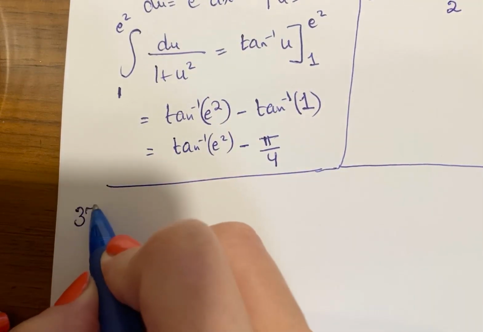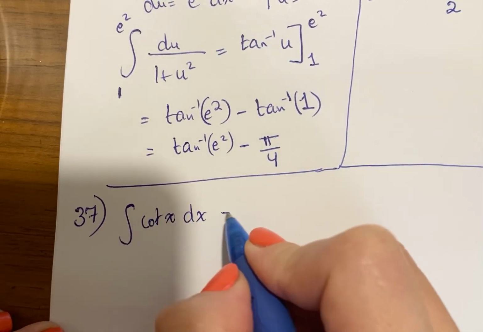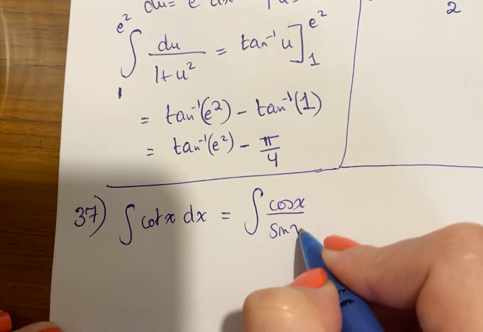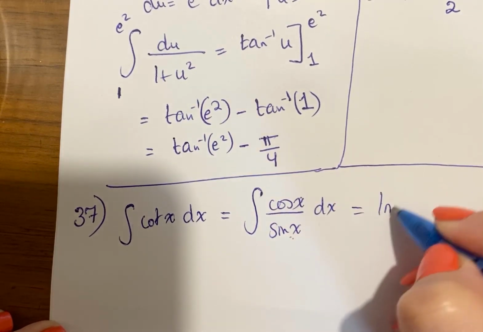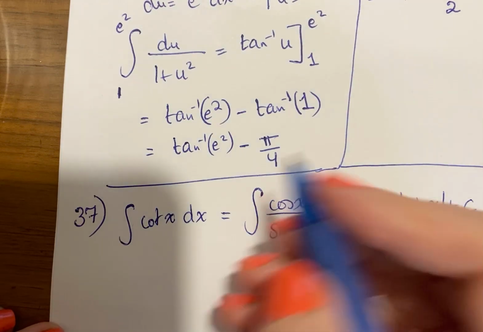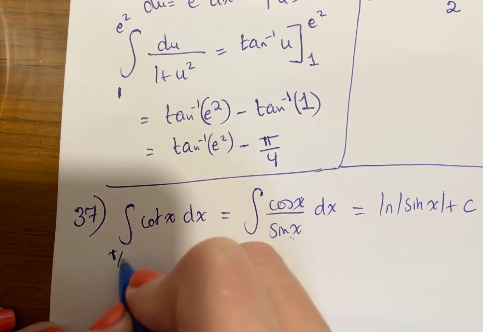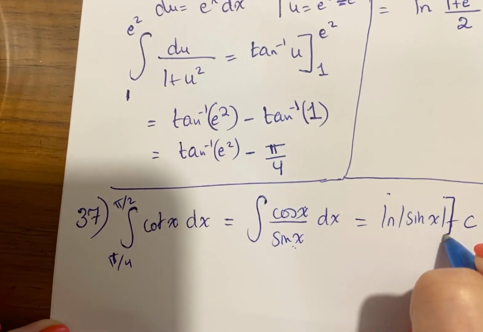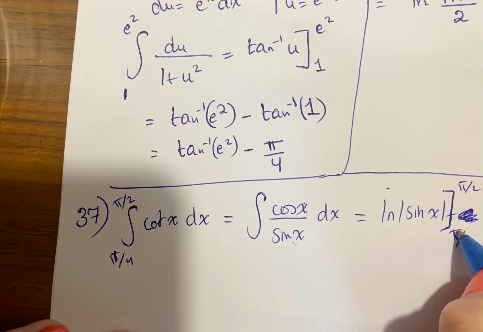Look at number 37. I'm not going to do the whole thing. I'm just going to state that cotan x, just like tan x, is written as cosine over sine. Cosine is the derivative of sine, so this is f prime over f, so it's ln absolute value of sine x plus c. And so if you want, if this is the limit from pi over 4 to pi over 2, I didn't use any u or anything, so I just cancel the c. I kept everything in terms of x. I use limits of x.